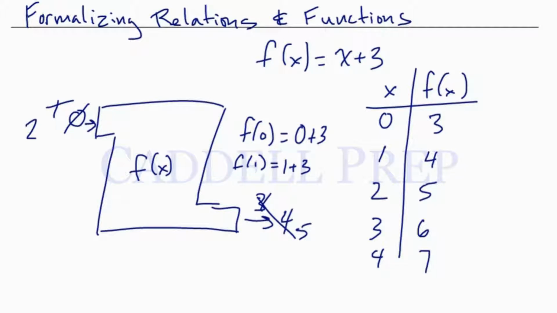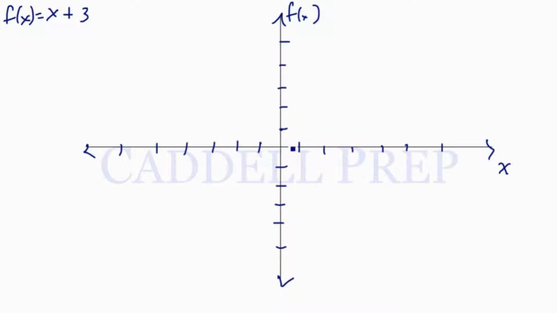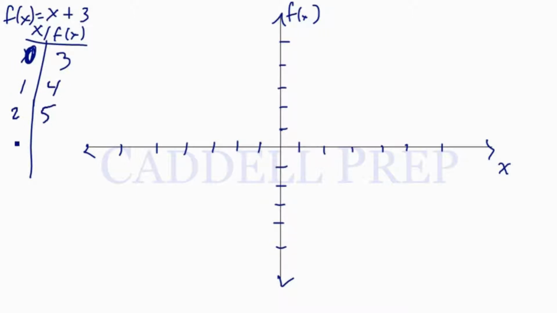So let's look at this on a graph. If we look at this graph, we can plot those points we had. So this is when x is 0, the function is 3. When it's 1, it's 4. When it's 2, it's 5. When it's 3, it's off the chart, it's at 6.